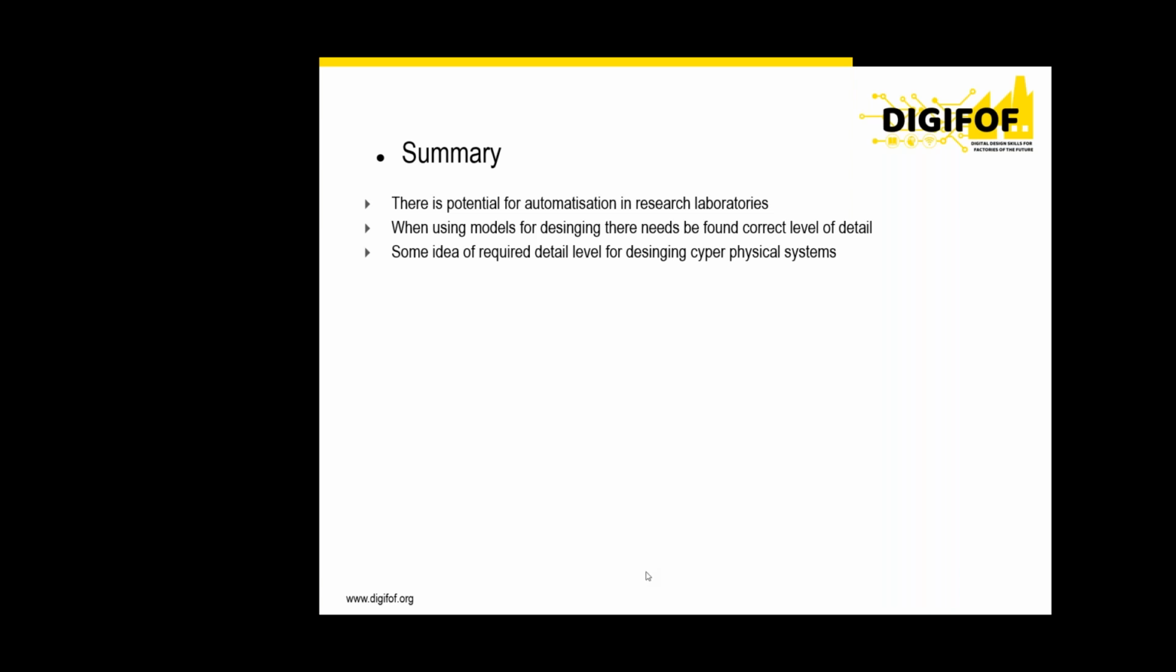When using the models for designing these needs, we can find a correct level of detail. We need this detail level for designing cyber physical systems. There are mechanical limitations, sensing limitations, speed and other factors which need to be carefully thought through before the final implementation has been done.